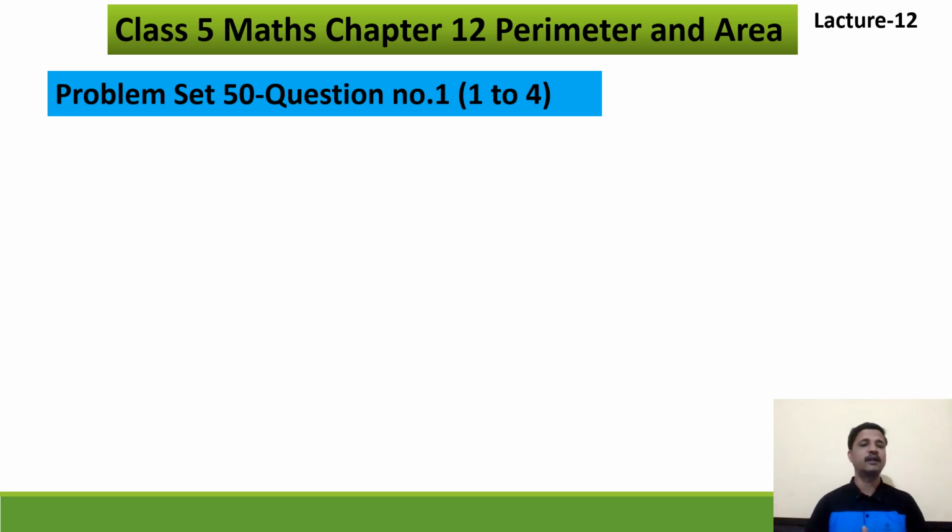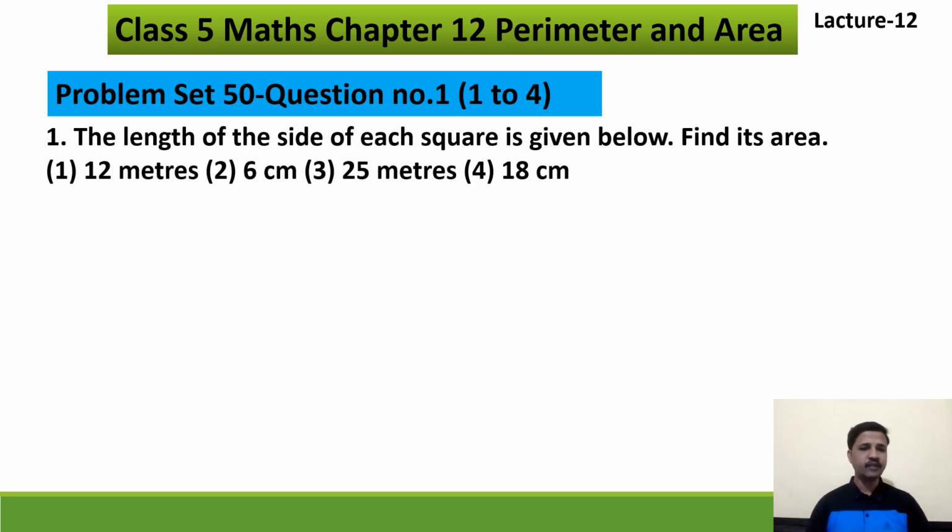Okay, so we are solving problem set 50, question number 1. In questions 1 to 4, we will solve them. First question: the length of the side of each square is given below. Find its area. That is 12 meter, 6 meter, 25 meter and 80 meter.